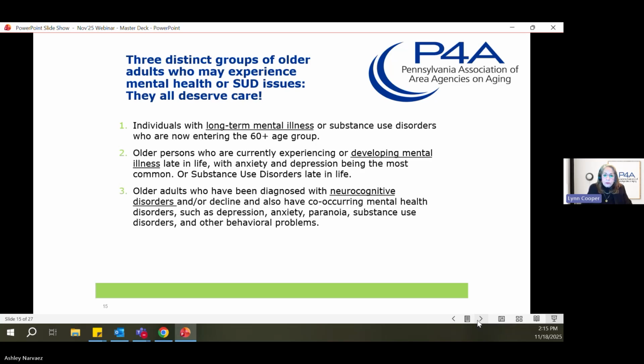There's also a lot of older adults who have been living with a mental illness or living with a substance use disorder their entire lives, and yet they've never been diagnosed. The third group is our folks that have actually been diagnosed with a neurocognitive disorder, something like dementia. And in those instances, when they also have a co-occurring mental health problem or a substance use disorder, it makes it even more challenging for us to get that individual the help they need because of the dementia or the cognitive disorder.